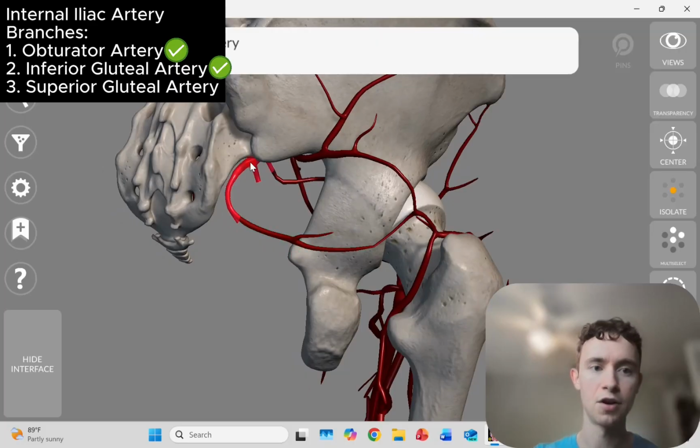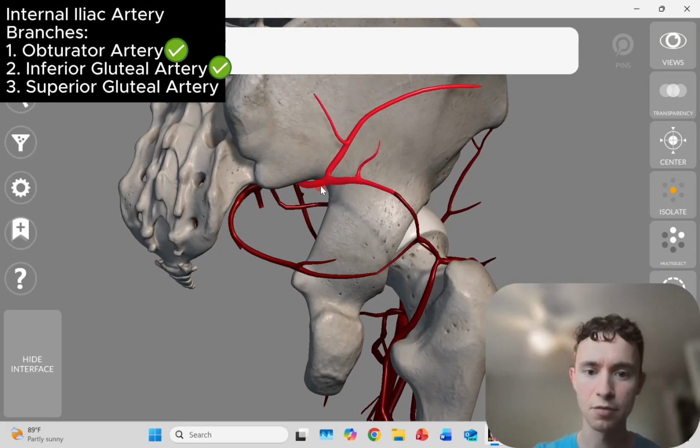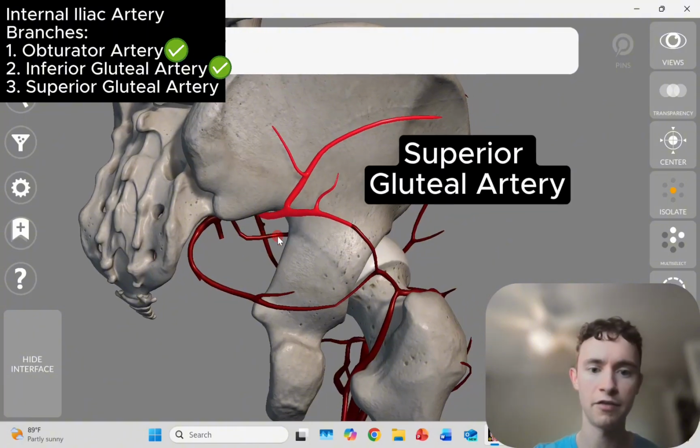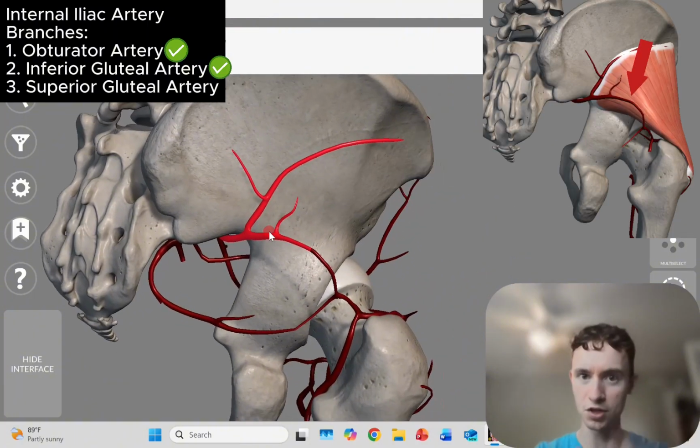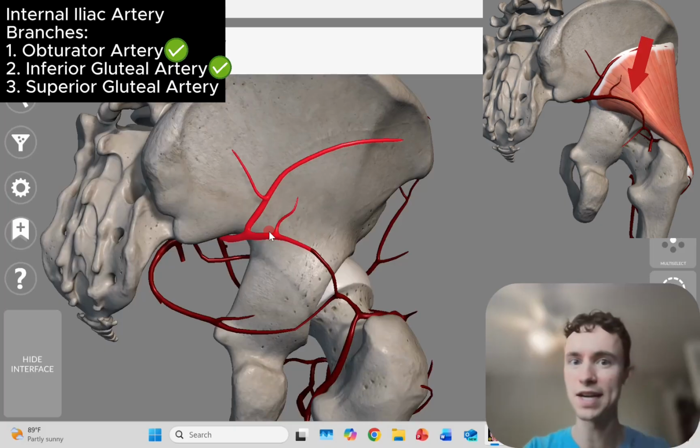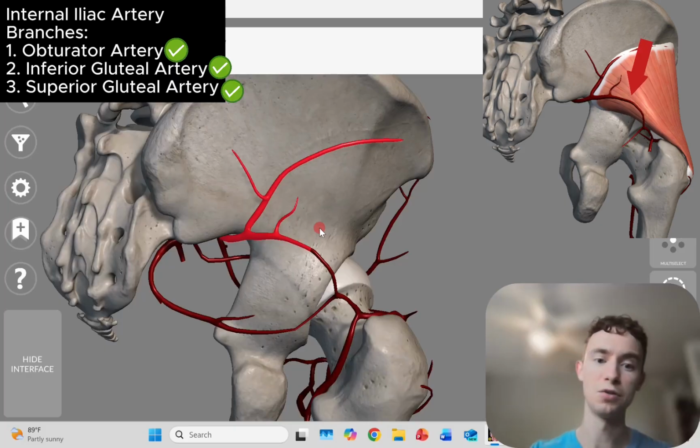Then if we come back here to our right internal iliac, we can see the other branch right here is the superior gluteal artery coming off of there. And this again sits right in between, like a sandwich, the gluteus minimus and the gluteus medius. And that'll supply those two gluteus muscles.